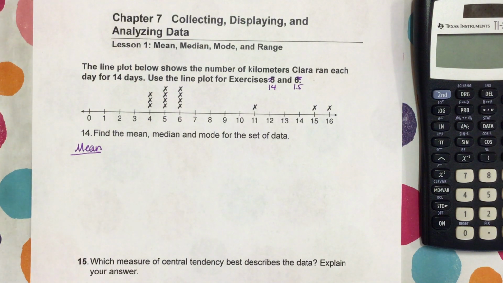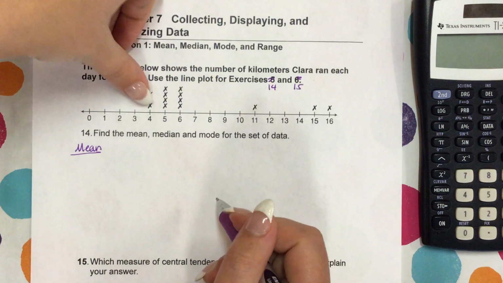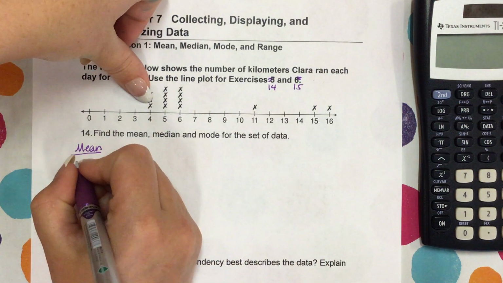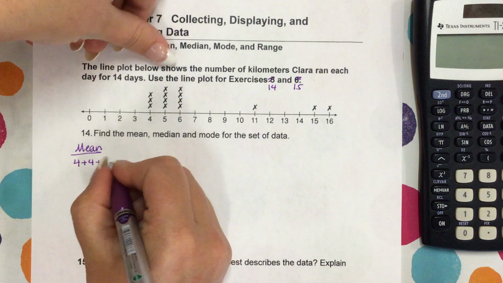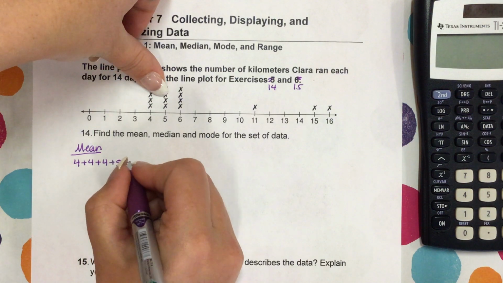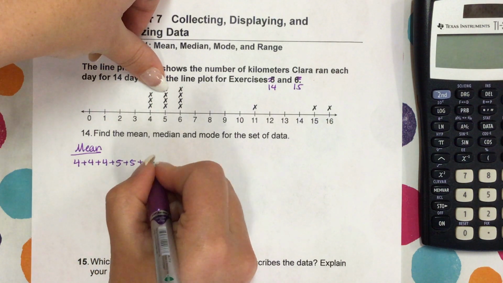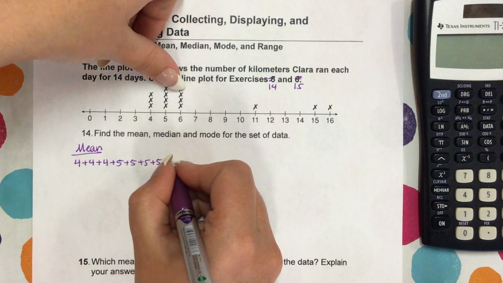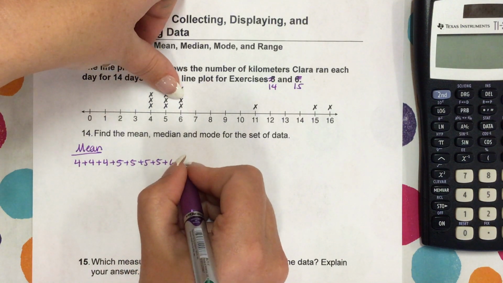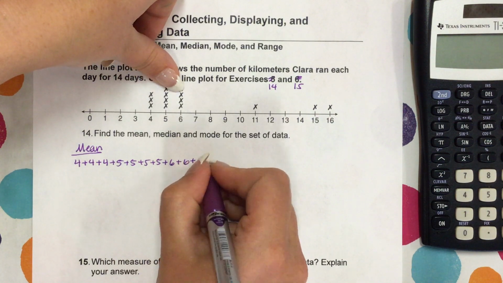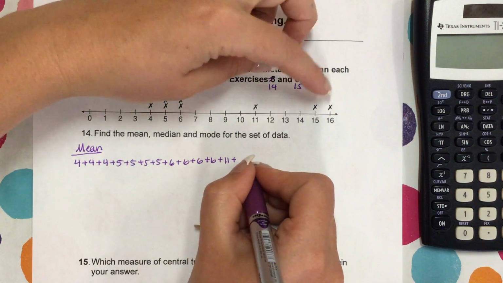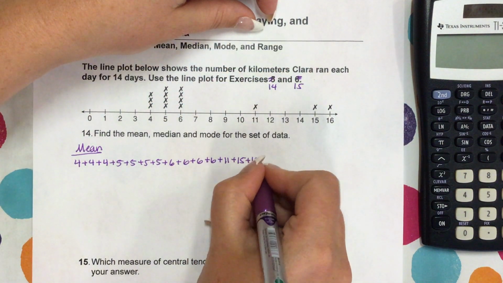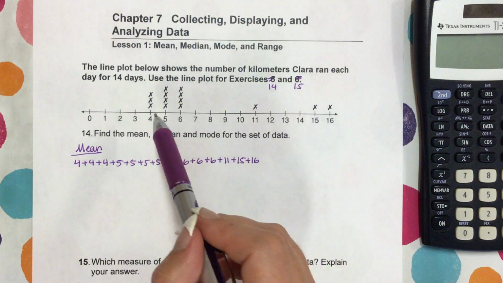The mean means we just add up all of the numbers and then divide by the total. So here, each one of these x's represents the number 4. So it's going to be 4 plus 4 plus 4, and then plus 5 plus 5 plus 5 plus 5, plus 6 plus 6 plus 6 plus 6, plus 11 plus 15 plus 16. So this is a lot of numbers, so I want to make sure that I have them all represented.